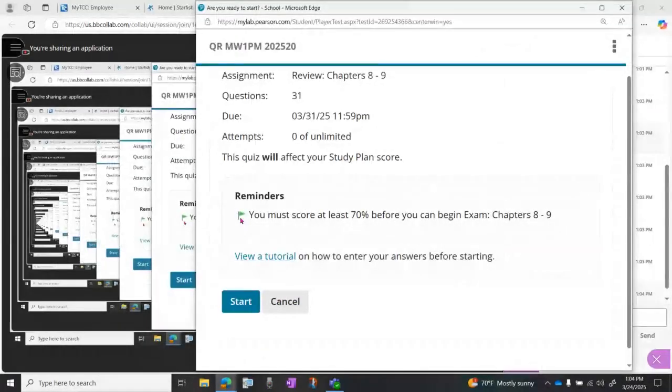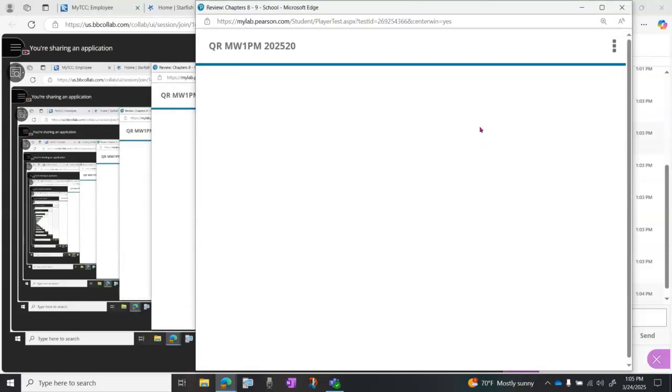Let's read here. There's a green flag. You must score at least 70%. I remember 75%, but okay, 70% is fine. 70% before you can begin the exam. Exam 2 covers chapters 8 and 9. We have 31 questions on the review. The actual exam 2, I remember I put 18 or 19, around that number of questions on the exam. Let's start it.